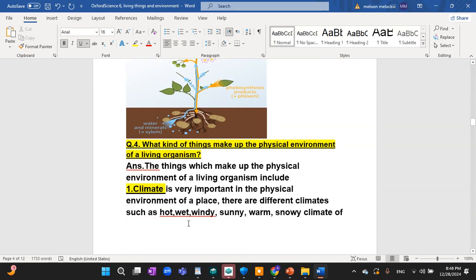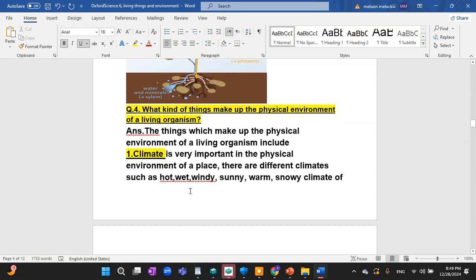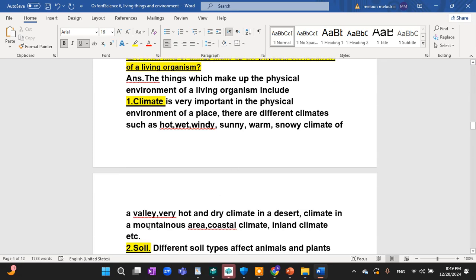Now question number 4 of the exercise. What kind of things make up the physical environment of a living organism? Answer. The things which make up the physical environment of a living organism include number 1, climate. Climate is very important in the physical environment of a plant. There are different climates such as hot, wet, windy, sunny, warm, snowy climate of a valley.